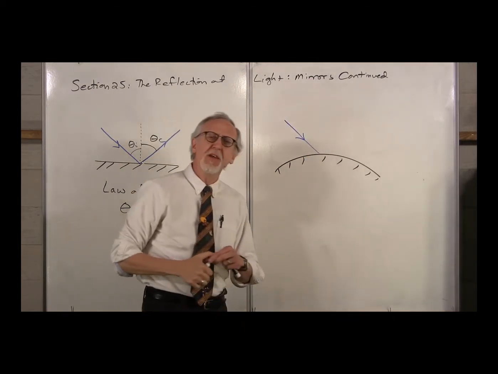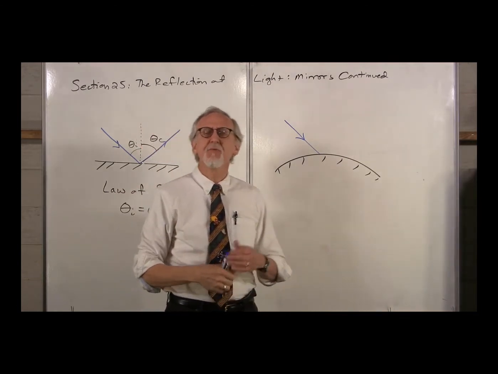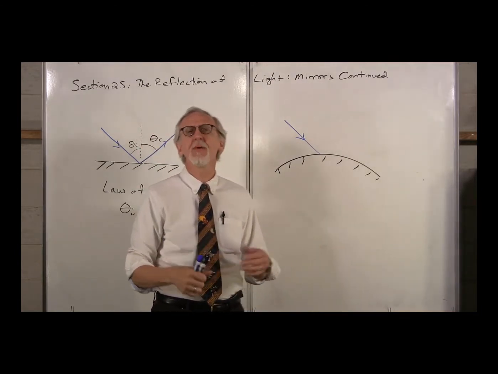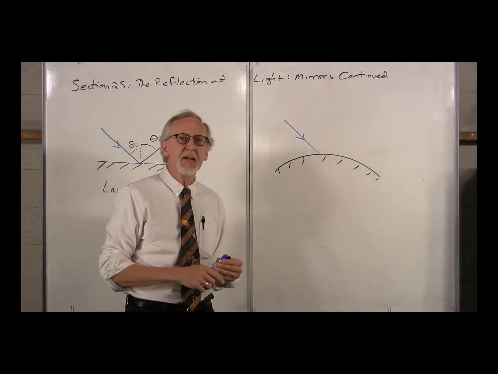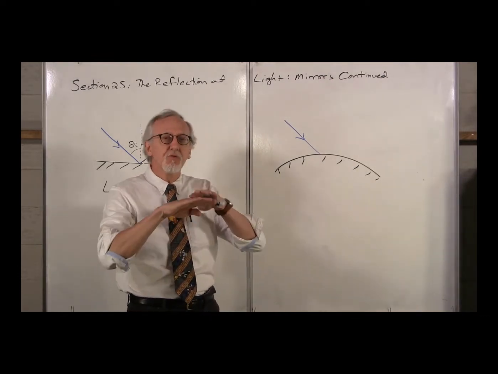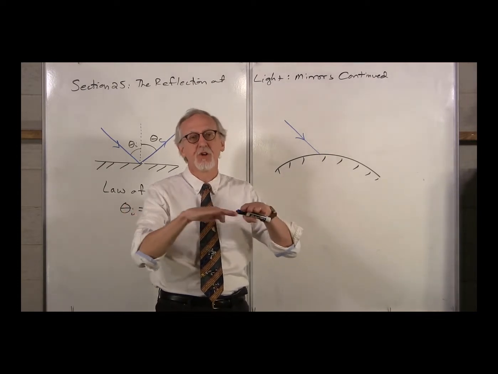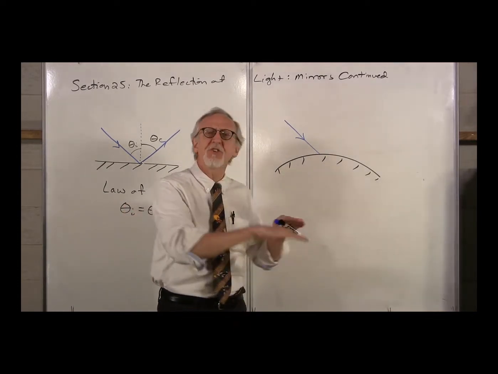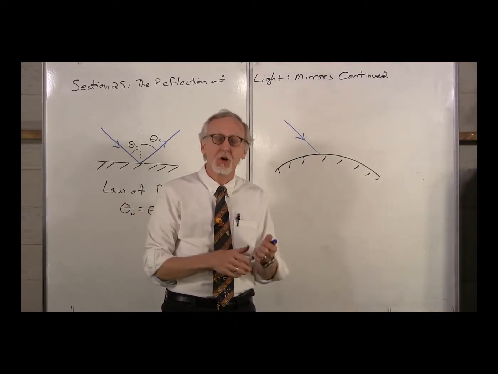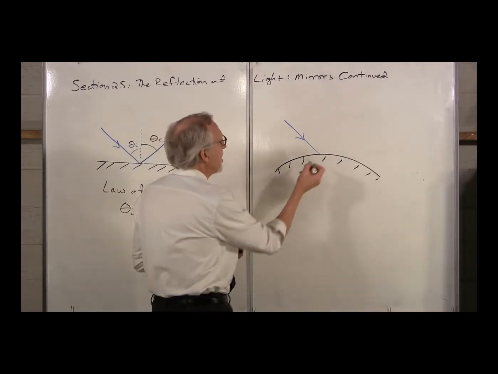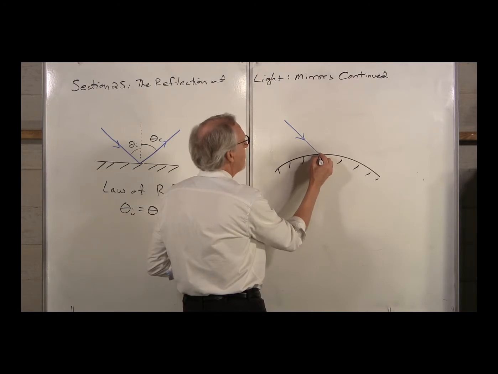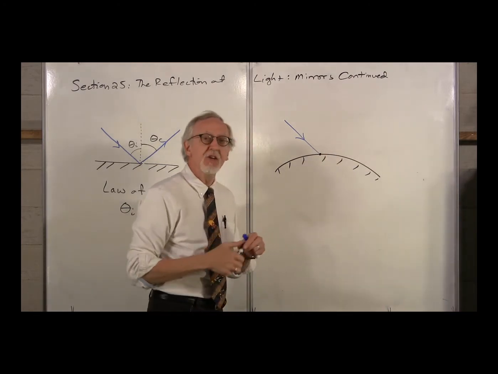Well, how can we figure out the way it reflects if we don't have a normal line? How do we make a normal line to a curved surface? Well, it's really very easy. The first thing we do is we draw a tangent surface, or in two dimensions, just a tangent line, to the curved surface at the point of contact of the ray. So where the ray touches, right here, I'm going to draw a tangent line.